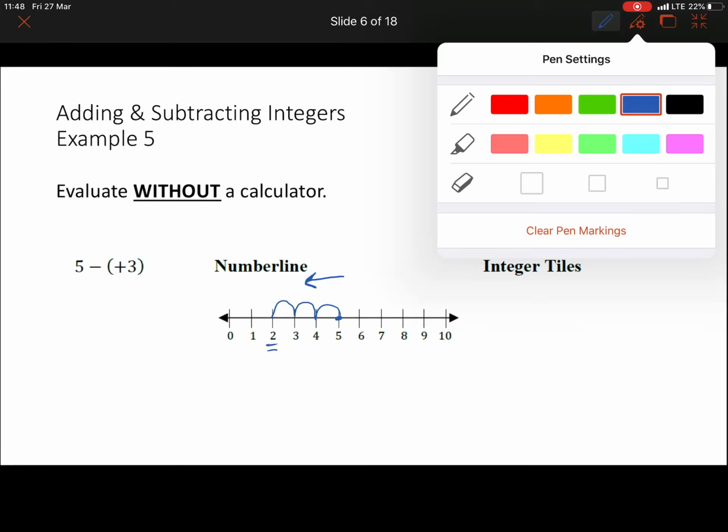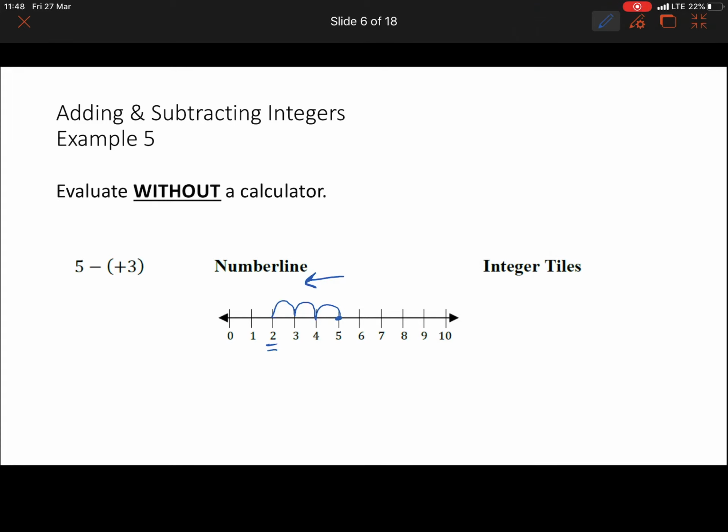Now, you notice that we're going to the left. So to help us with the integer tiles, you realize that 5 minus positive 3 has moved to the left. So that is the same as writing 5 minus 3. And that helps us with the integer tiles because we've got 1, 2, 3, 4, 5 positives and then 3 negatives.